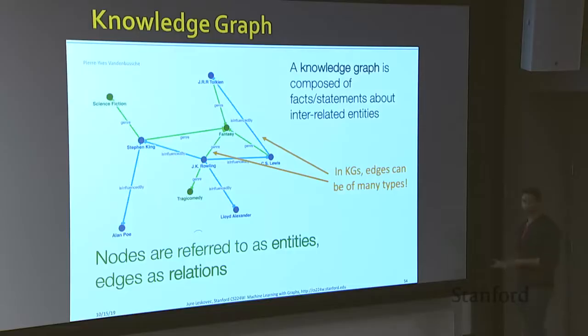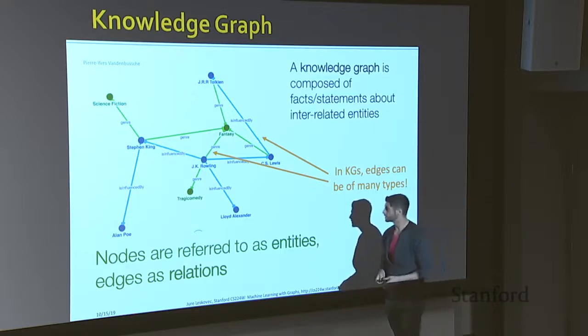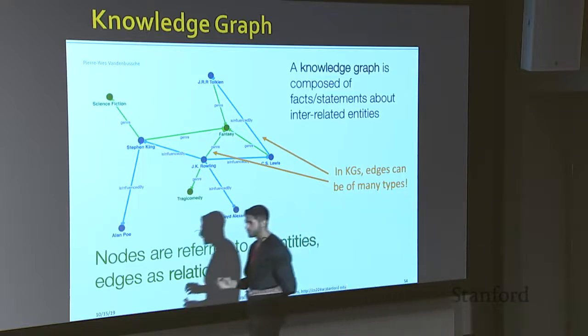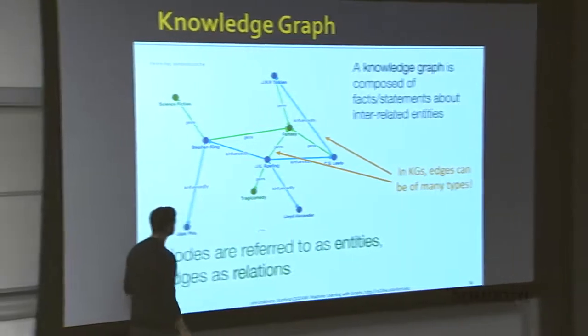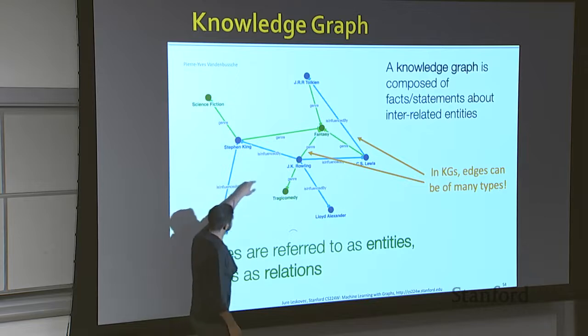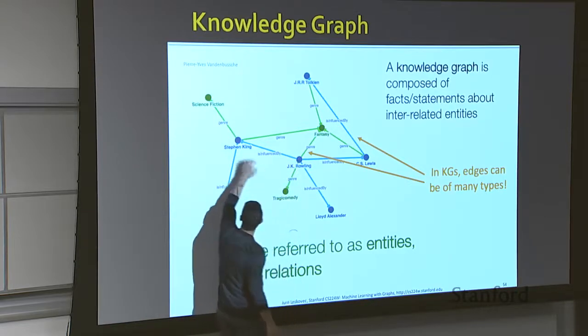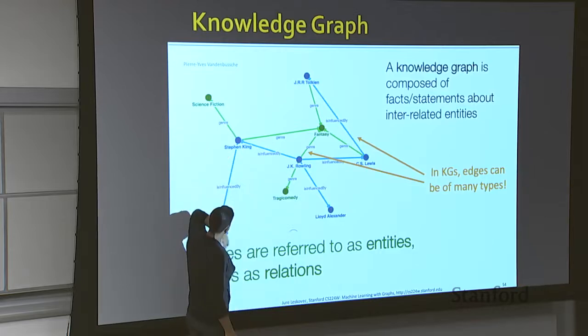So what is a knowledge graph, first of all, okay? A knowledge graph is composed of facts and statements about interrelated entities. For instance, this is a small snapshot about writers. So you have J.K. Rowling and you have Stephen King, and you see that they have some genre in common, like they've both written fantasy books, or Stephen King wrote science fiction books.